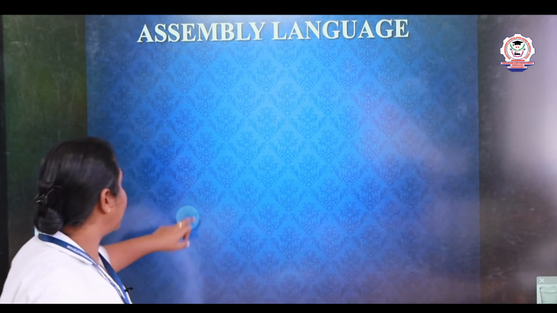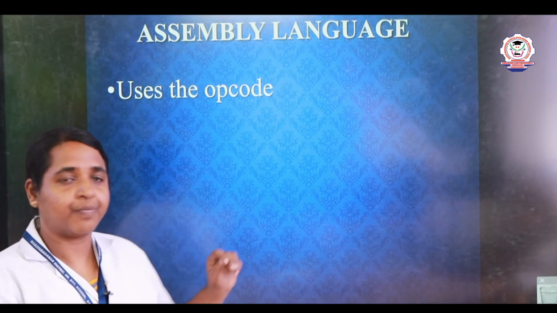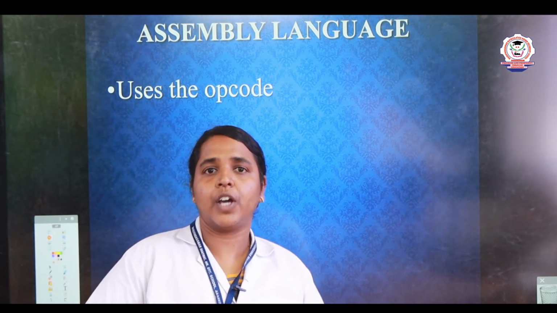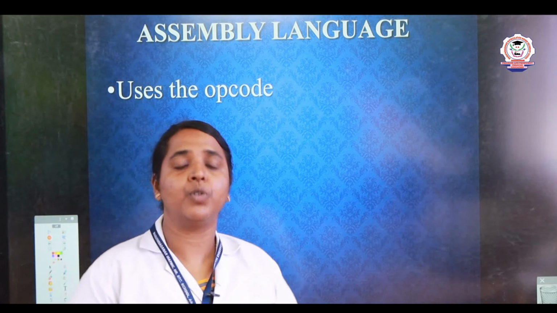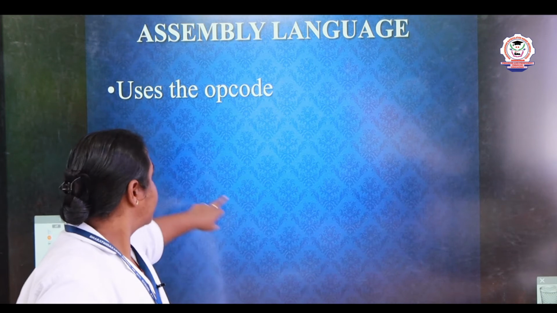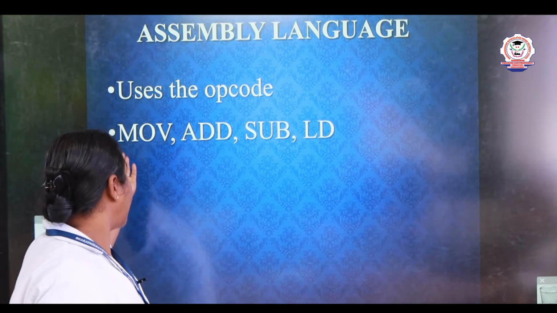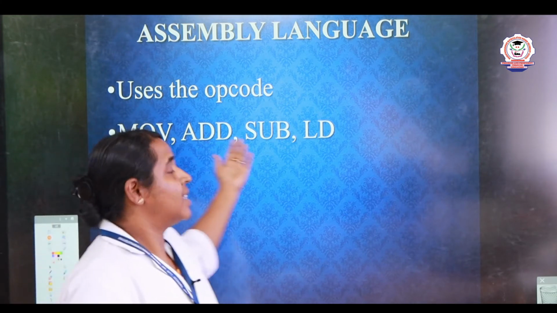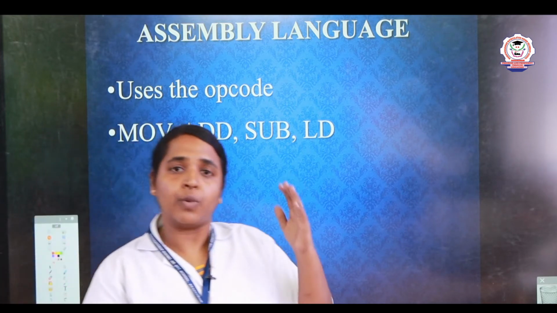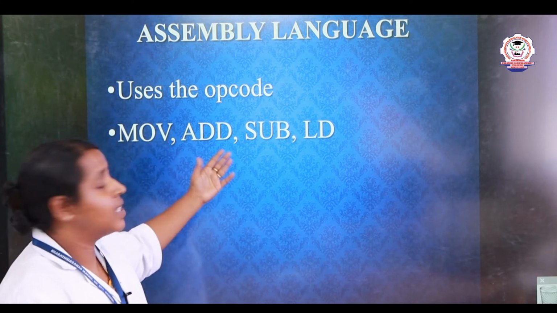So, what is assembly level language? How can we use it? In assembly level languages we use opcodes. What is an opcode? It's an operational code. For example, when you give a program to the computer, the instructions are like opcodes. These are all examples of opcodes: MOV, move, add, sub and LD. What is meant by move? We are moving a number from one place to another place. Add means addition, sub means subtraction.